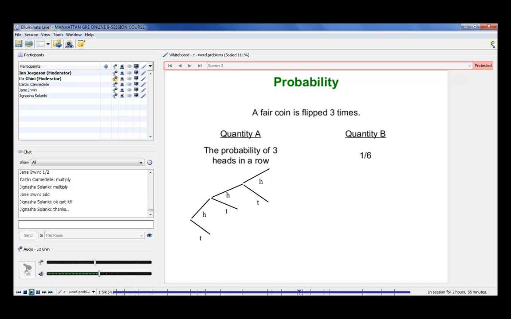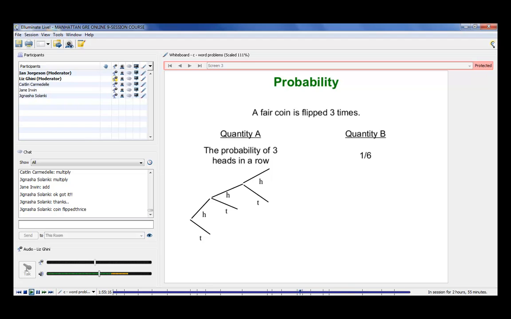Okay, all right. Now, I've drawn this little tree here. Why did I draw it this way? Anybody tell me? Why did I draw this? What does this represent? Okay, coin flips 3 times.